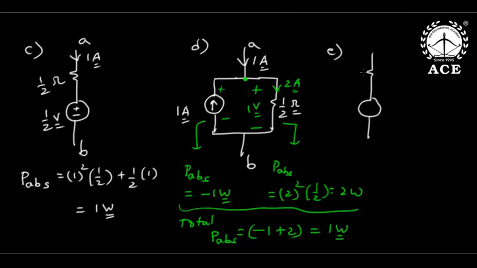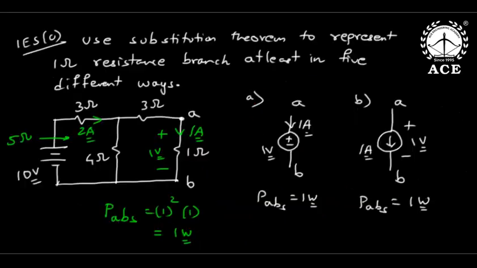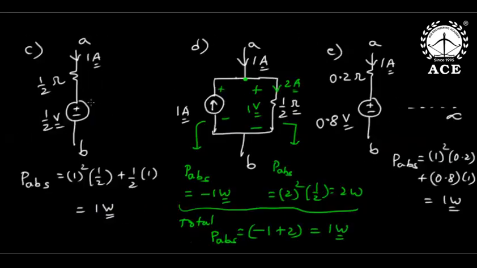Yes, definitely. I can substitute in terms of something like 0.2 ohm and 0.8 volt, 0.8 volt between A and B, and this current is 1 ampere. Again, what is the power absorbed? Power absorbed is I squared R plus V into I, which is again 1 watt. So like that, infinite ways we can show. First voltage, current, here 50% voltage and current, here current source in parallel. Again, I can take any combination. That is the meaning of this question: use the substitution theorem to represent this 1 ohm resistance branch in at least 5 different ways.